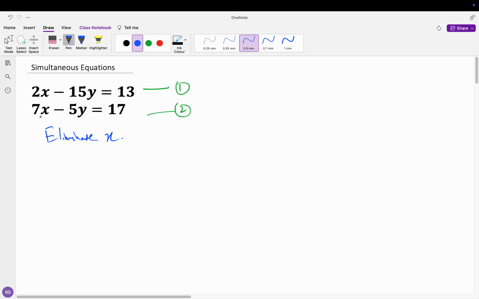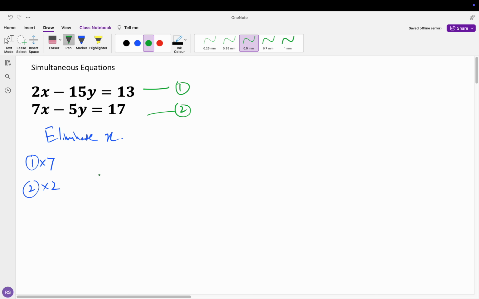So 2 and 7. One easy way is to just multiply the numbers with each other to create a common multiple. So equation 1, we can multiply by 7, and equation 2 we will multiply by 2. Why? Because 2 multiplied by 7 we will get 14, and 7 multiplied by 2 will get 14. So again, the objective is to make the coefficients of one of the variables the same so that we can then eliminate that variable.